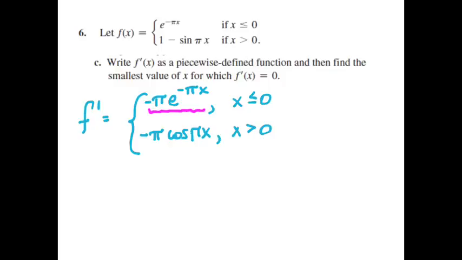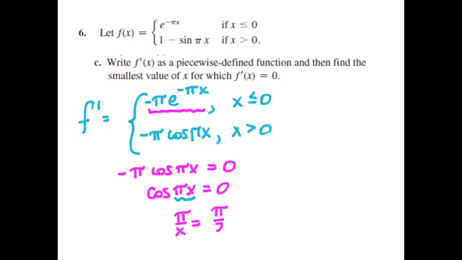And so that means I'm going to just take my second piece, negative pi cosine of pi x, and set it equal to 0. And if I divide both sides by negative pi, I get cosine of pi x equal to 0. And so now I'm thinking to myself, where is the first time that cosine is equal to 0? Well, that of course happens at pi over 2. And so that means that my angle here, pi x, needs to be equal to pi over 2. And if that is the case, then x is equal to 2.